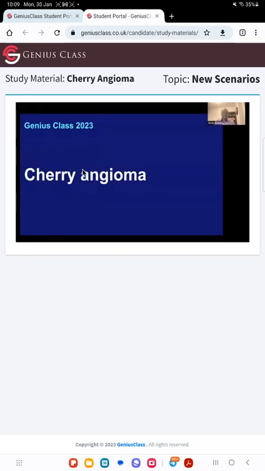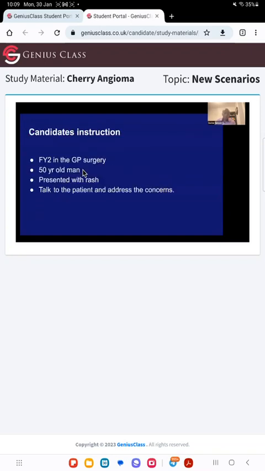Okay, so our first task is cherry angiomas. In this particular case, you're an FY2 in a GP surgery. A 50-year-old man has presented with a rash, or sometimes may present simply with concerns. What you must do is talk to the patient and address the concerns.